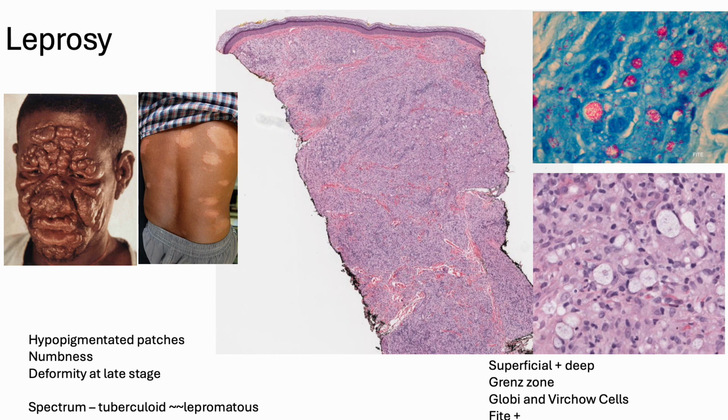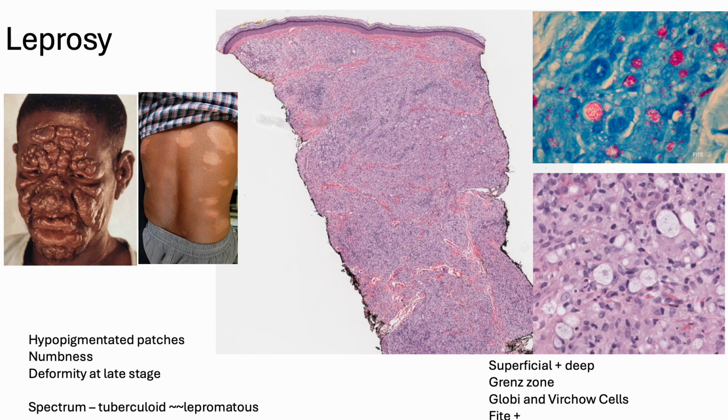That is what I think. So the leprosy, histologically, should have the superficial plus deep. And if you notice, the epidermis is uninvolved. So when you have abundant dermal infiltrate without involvement of the epidermis, we call this Grenz zone. That can usually be seen in leprosy and some B-cell lymphomas.